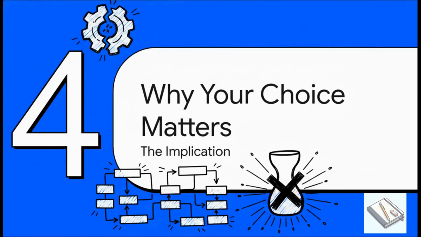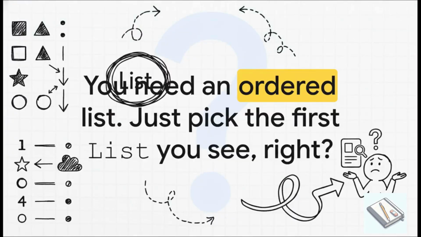And that brings us to the most important point. Choosing the right collection isn't just about what it can hold. It's about performance. Making the wrong choice here can silently, totally kill your application's speed and efficiency. So let's imagine a really common situation. You need a list, and it has to keep the order of elements. You look at the documentation, you see list, and you just pick the first one you come across. I mean, how bad could it be?